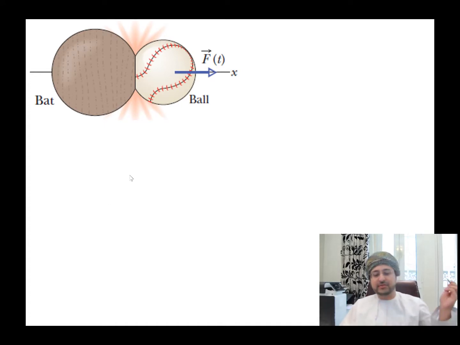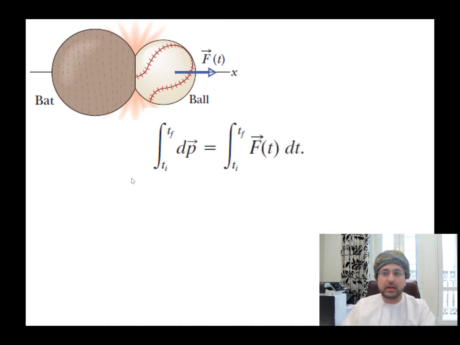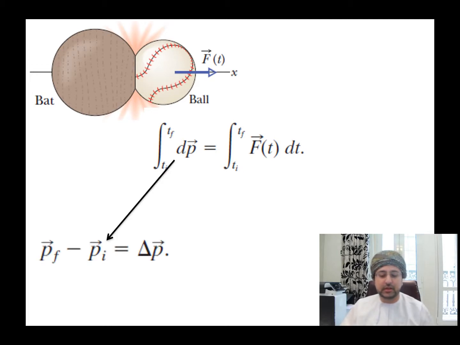Now we have an F of t that is acting on the ball, and my rate of change of momentum, if I want to know my total change, and I have dp, I will integrate it over all of time, and I will do the same for F of t dt. And what I get is, on the left hand side I get delta p, my net change in momentum, and on the right hand side what I get is what we call impulse.